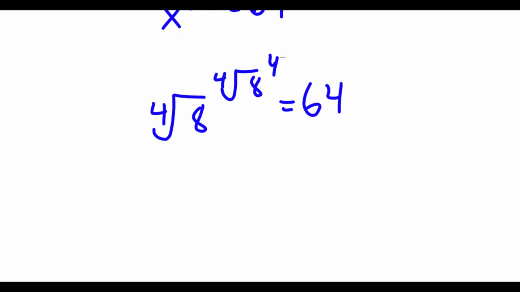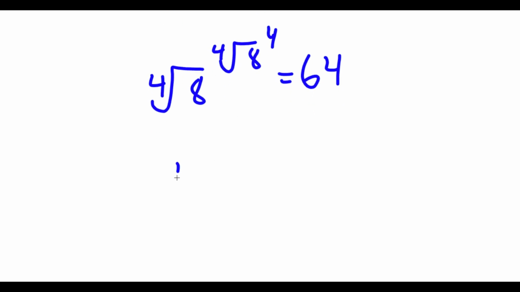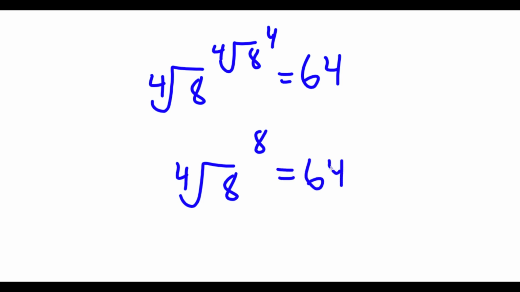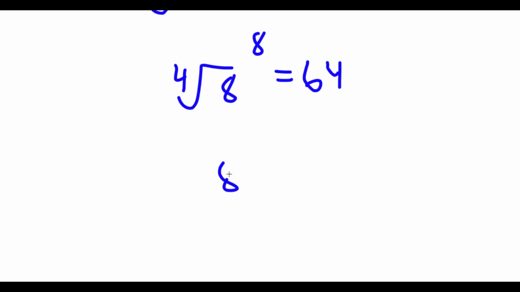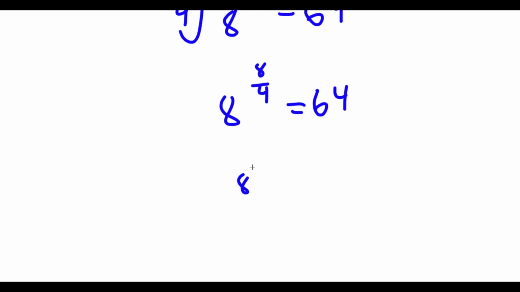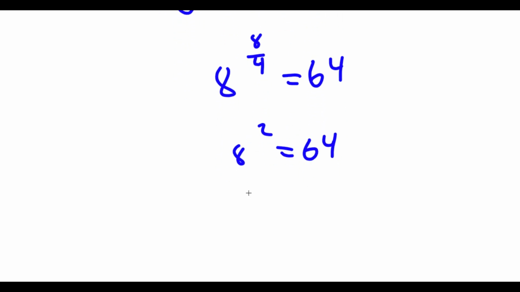Now the fourth root of 8 to the power of 4 is simply 8, so now I have fourth root of 8 to the power of 8 is equal to 64. Now, this is the same thing as 8 to the power of 8 over 4 is equal to 64, meaning 8 to the power of 2 is equal to 64, and 64 equals 64. So this is right.